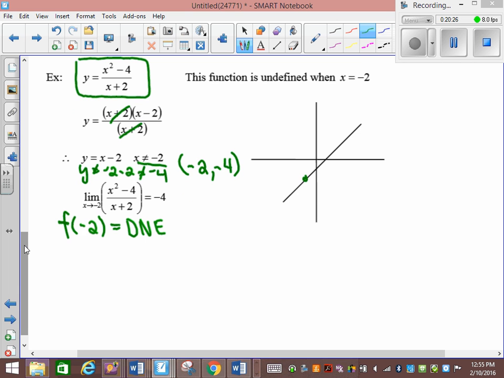However, the limit at -2 does exist, right? From the left, I'm approaching -4. From the right, I'm approaching -4. And if from the left and from the right, I approach the same thing, the limit exists at that value. Does this make sense? It's grasping that the limit is not exactly what the value is. The limit is what it approaches.